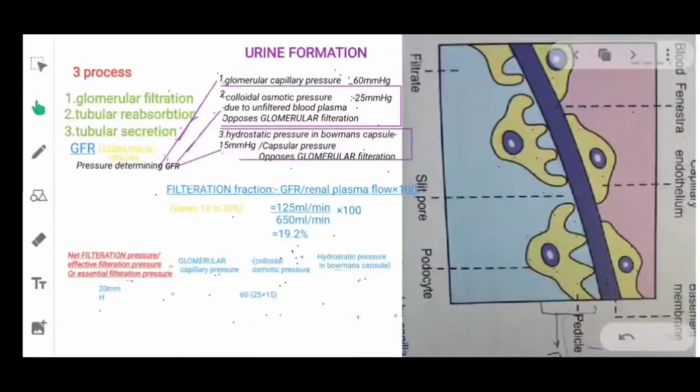Now, this glomerular capillary membrane is formed of a single layer of endothelial cells. The capillary membrane has many pores called fenestrae. Their diameter is 0.1 micron. Then the basement membrane joins the endothelial layer of capillaries and the visceral layer of Bowman's capsule.